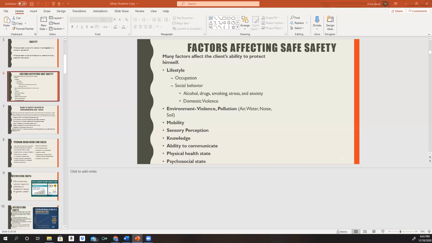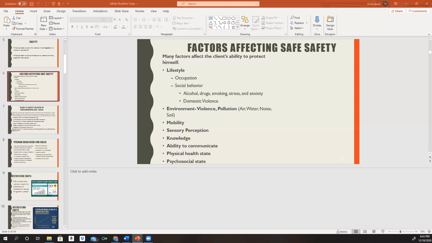And then you have the environment. You want to think about pollution and violence. What's your city like? What kind of crime rates do you have where you live? Do you live by a lot of electricity towers? Do you live by a lot of pollution? What's the water like where you are? Do you have a lot of noise? And then you have mobility.